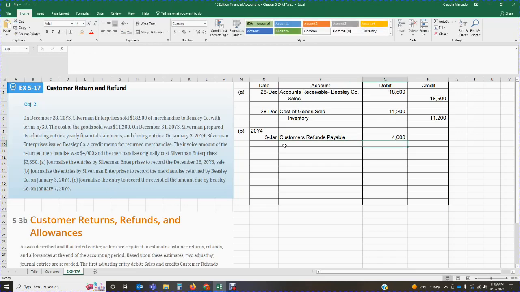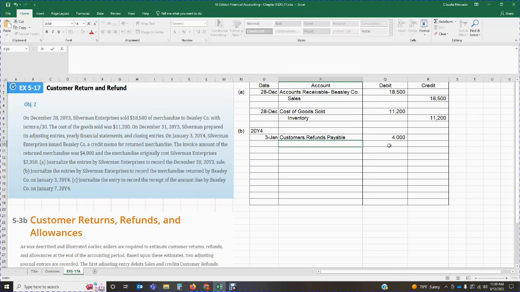And what am I doing with that money? I'm going to give it back to Bisley. Now remember, Bisley hadn't paid us yet. But because he hadn't paid us yet, we still had a receivable set up. So Bisley owed me $18,500. So I'm going to offset that return with the receivable. That way when Bisley pays me, he'll just pay me the $18,500 less the return of $4,000, which would be the difference.